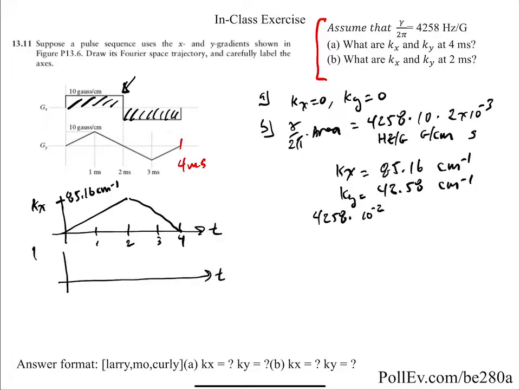Same thing for ky, but it's going to look slightly different, right? Okay, so what is it going to look like from time 0 to 1? What's the integral of a line going up? Quadratic, right? Yay, all right. Your calculus teachers would be proud. Okay. All right, now what happens from time 1 to 2? What's the integral of a line that's going down?